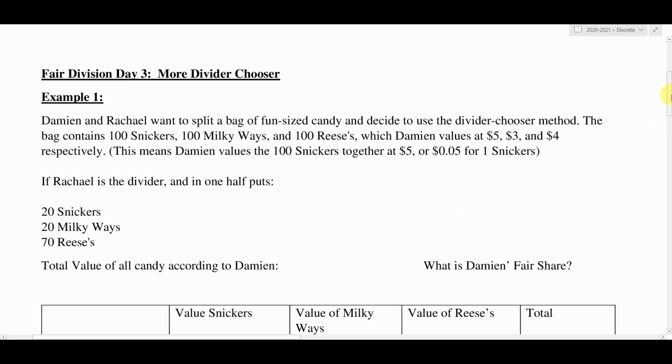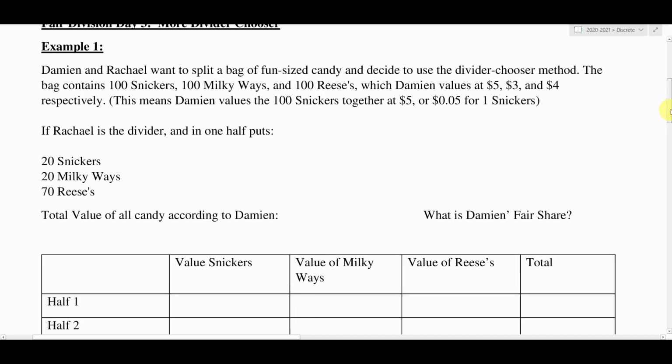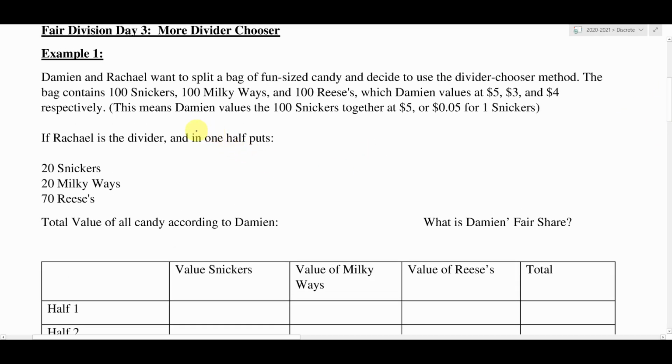So yesterday we were talking about this divider chooser method, and just to recap, the way it works is you assign someone to be a divider, you assign somebody else to be a chooser, and the person who divides will take whatever it is they're dividing and chop it in half into two shares that they feel are equal in value. And then the other person, the chooser, gets to choose whatever half they want. So one person cuts, one person chooses. Remember, when the divider cuts something in half, it is automatically assumed that the two halves they create are equal in value. So the two pieces they create are equal no matter what.